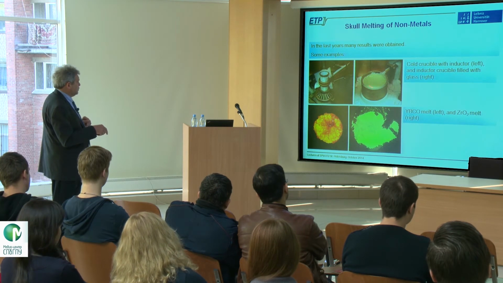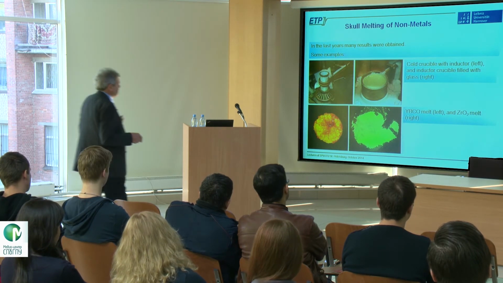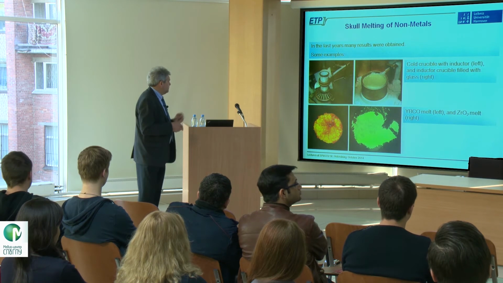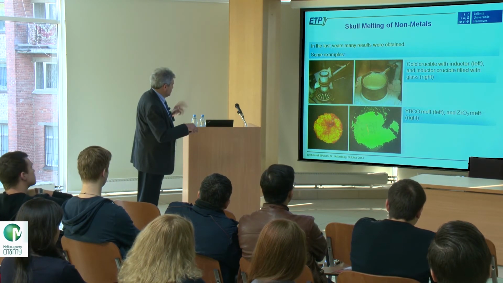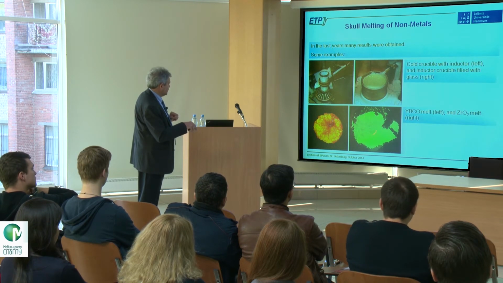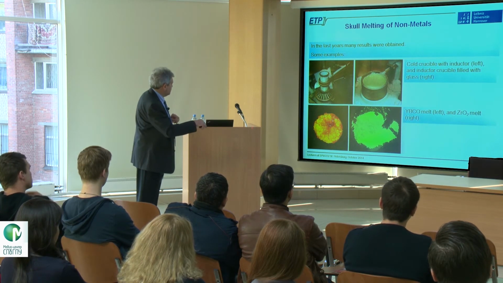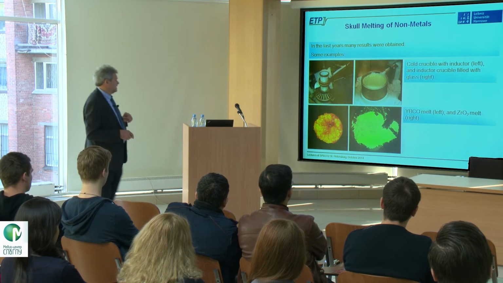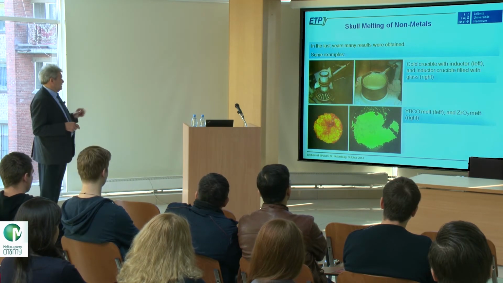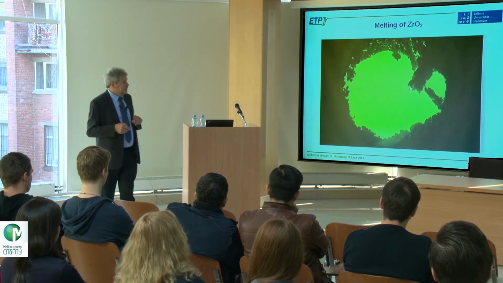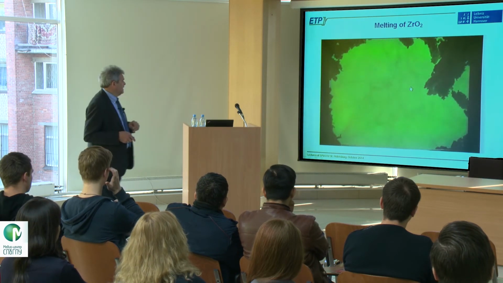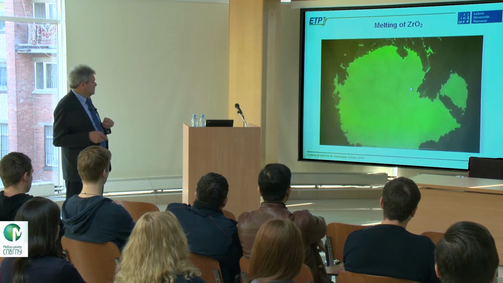Here you see it is full of glass, not melted, and then only pieces. And here you see some results. You will see just a movie. This is zirconium oxide melt, and this is YBCO, a superconducting material already melting at lower temperature. And here you see the melting of zirconium oxide, temperature 3000 degrees centigrade.